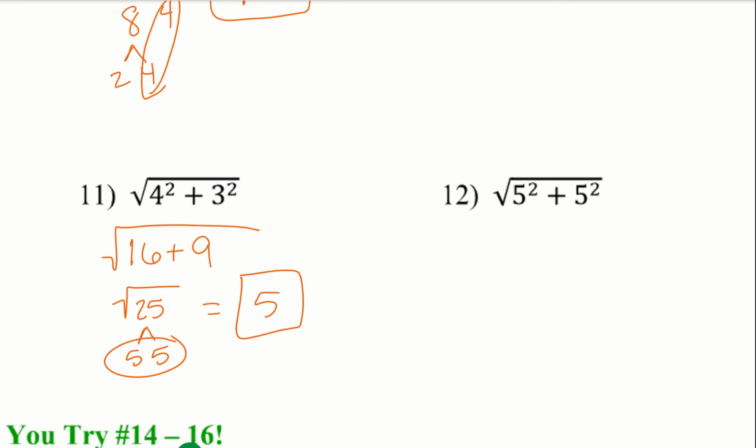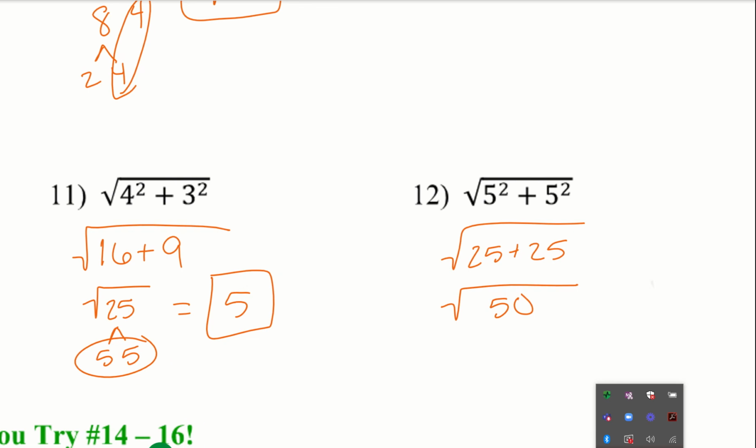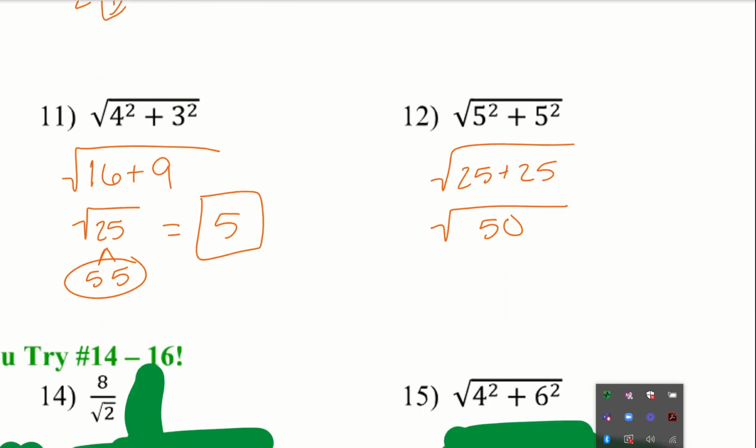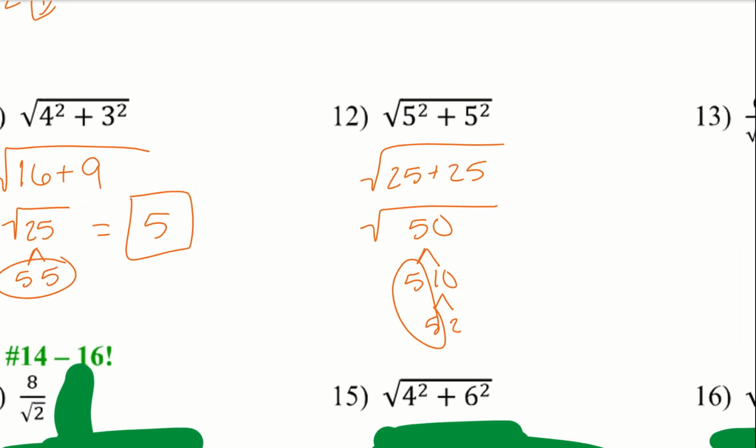Okay, number 12, very similar, but this time I have 5 squared plus 5 squared. So we have 25 plus 25. Then I can take the square root. We now have 50 when I add those together. So now let's go ahead and create a factor tree for 50. I have 5 and 10. And then for 10, I have 5 and 2. So I have a pair of 5s. So my answer is now 5 root 2.